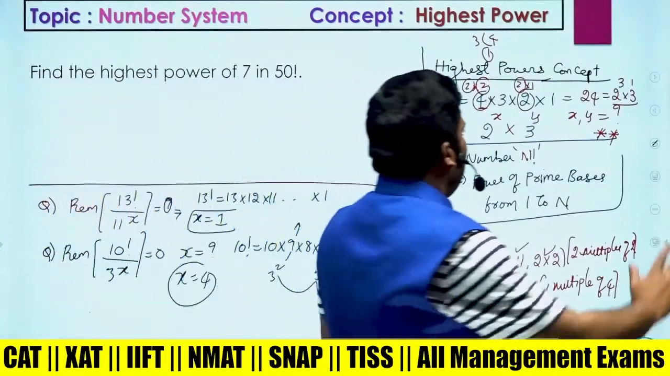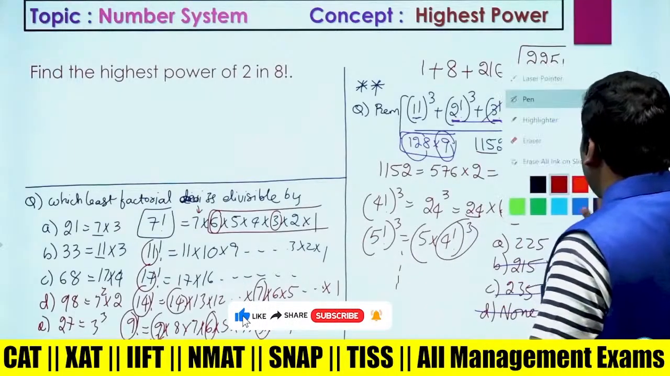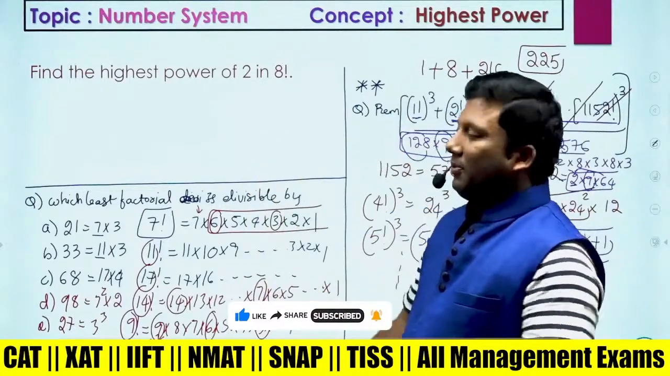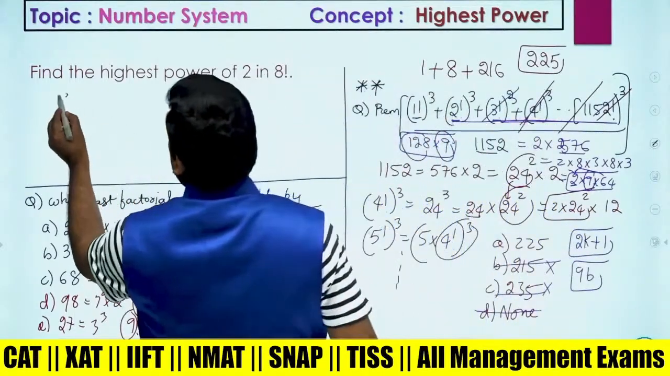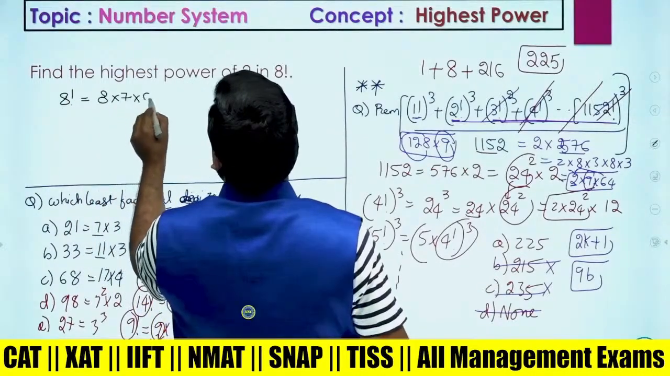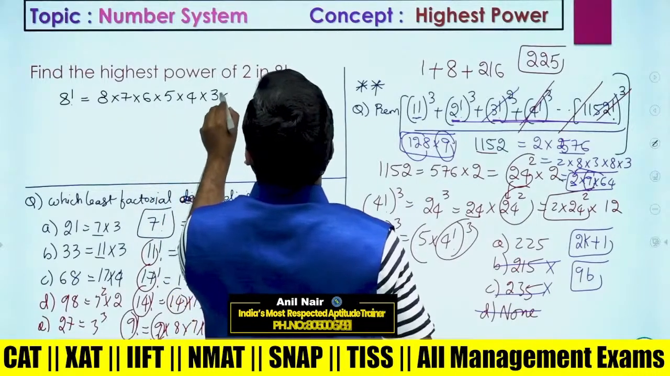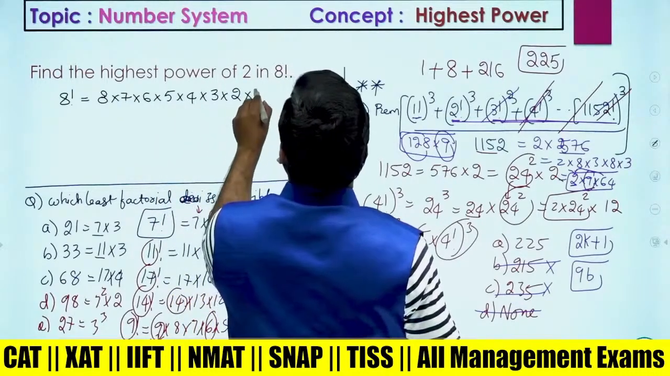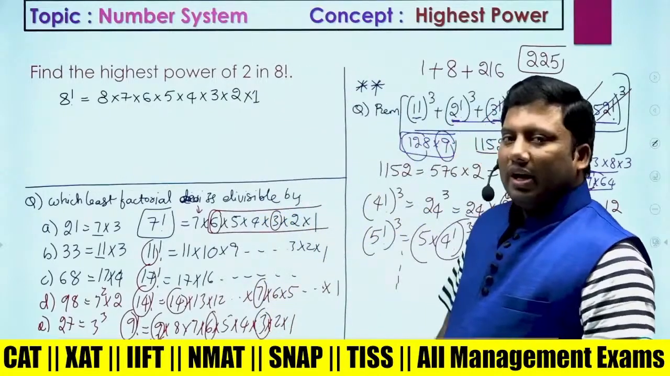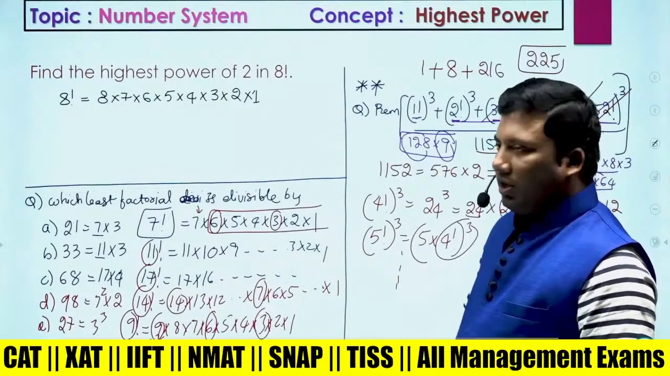Now see here. Now we will do a simple question. Highest power of. In this question I will write down everything in detail, then I will optimize it. 8 factorial. 8 factorial is the product of all natural numbers from 8 to 1. 8 into 7 into 6 into 5 into 4 into 3 into 2 into 1.